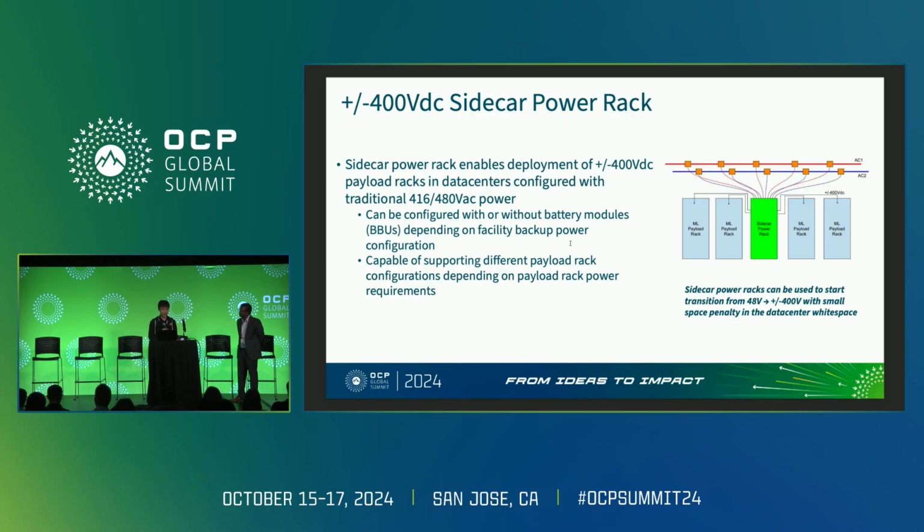So with that, I'll pass down the talk to my colleague, Krishna, and he'll talk about the comparisons of different power architectures and also the data center high voltage DC distribution.